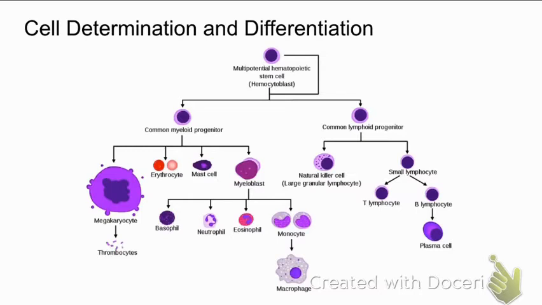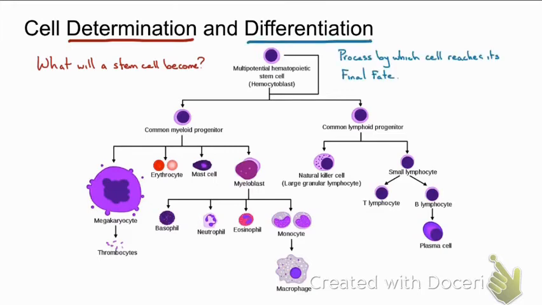Transcription and transcription factors are involved throughout the life of a cell, but one of the things that we need to note here is that this process of which genes are turned on and which ones are turned off is really important to what we call cell determination and cell differentiation. Cell determination is really what is a cell going to become, and in particular we're talking here about stem cells. Stem cells are cells that are thought to be able to differentiate into any other cell type. And differentiation is the process by which a cell reaches its final fate.